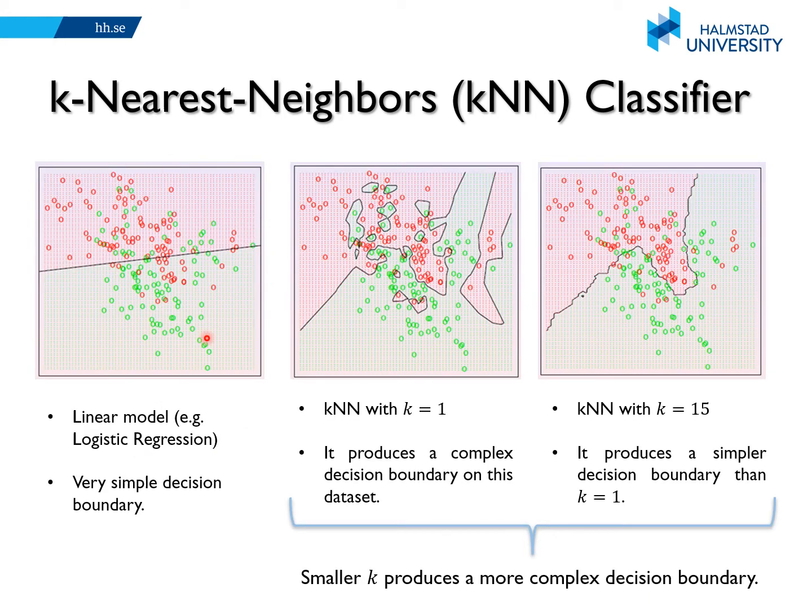Now here we have an example of a training dataset with two classes, the red class and the green class, and it's the same dataset here and here. But here, in this case, we train a linear classification model, for example, a logistic regression model. So this gives us a very simple decision boundary. It's just a linear decision boundary. And here we use a k-nearest neighbors classifier with k equal 1. So this is just the one nearest neighbor. And here we use the kNN with k equals 15. So the 15 nearest neighbors.